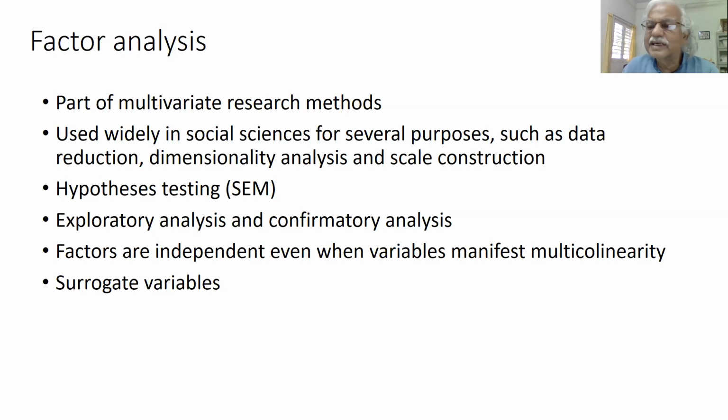You can also identify variables which are most closely related to these factors. So factor 1, factor 2, factor 3. Which variables are highly correlated, or with which variables factors show maximum correlation. उन variables को हम surrogate variables कह सकते हैं.